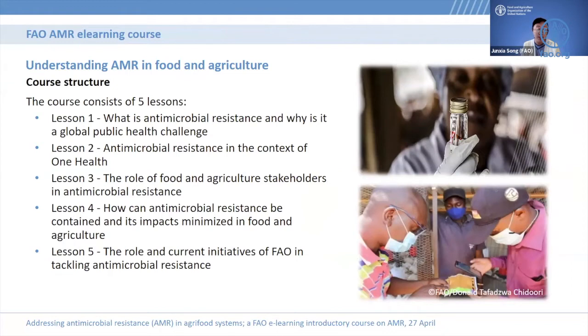The course consists of 5 lessons ranging from 30 to 40 minutes duration each. Lesson 1, what is antimicrobial resistance and why is it a global public health challenge? Lesson 2, antimicrobial resistance in the context of One Health. Lesson 3, the role of food and agriculture stakeholders in antimicrobial resistance. Lesson 4, how antimicrobial resistance can be contained and its impact minimized in food and agriculture. Lesson 5, the role and current initiatives of FAO in tackling antimicrobial resistance.